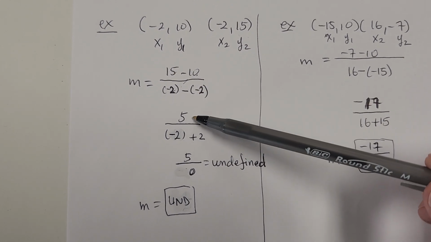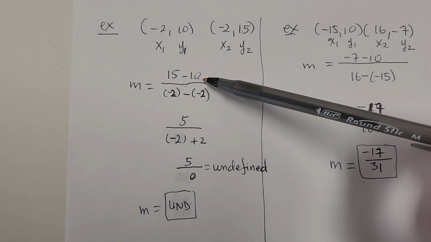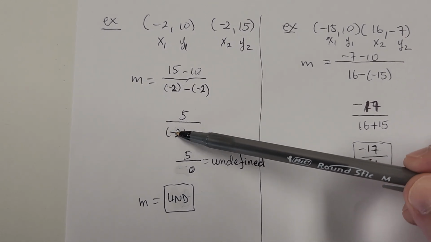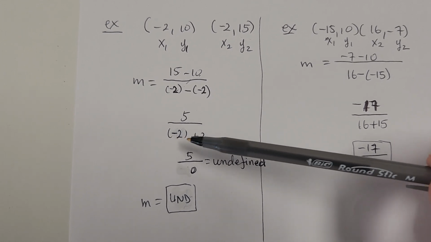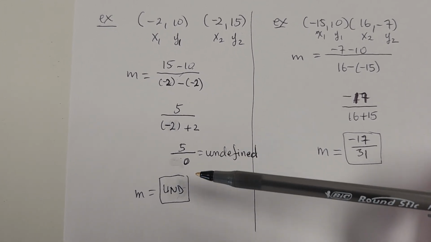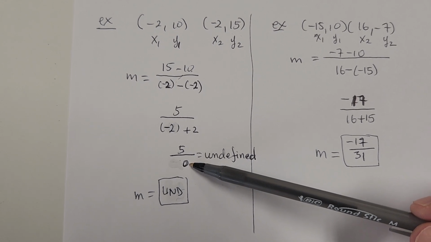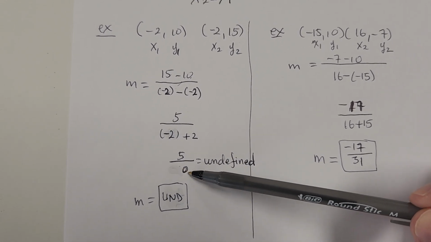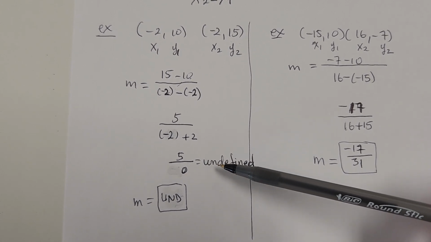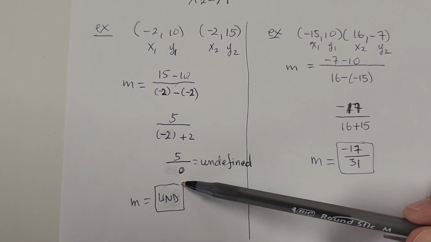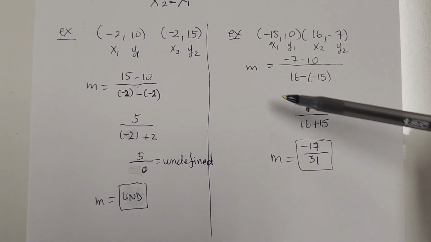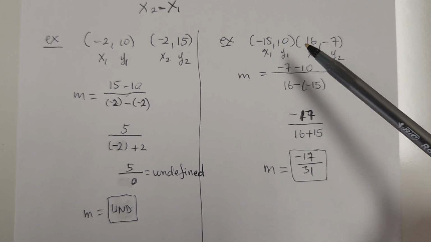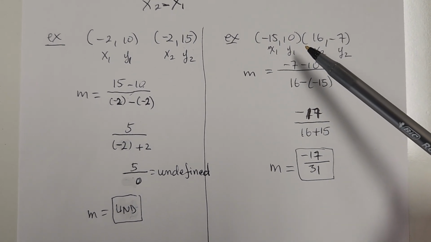15 subtract 10 is 5. Negative times negative is positive. -2 plus 2 gives me 0. However, if 0 is in the bottom, it is undefined. One more time, if 0 is in the bottom, it is undefined. So be very careful.